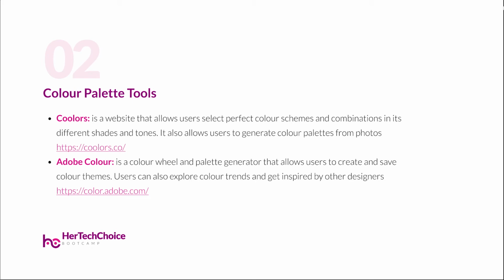The next is Adobe Color. This is a color wheel and palette generator that allows users to create and save color themes, and users can also explore color trends and get inspired by other designers. So there's basically a list of color schemes that other designers have worked with that have worked, and the website is showing you their color codes and all of that.